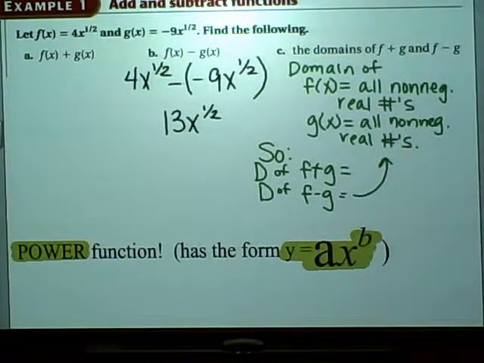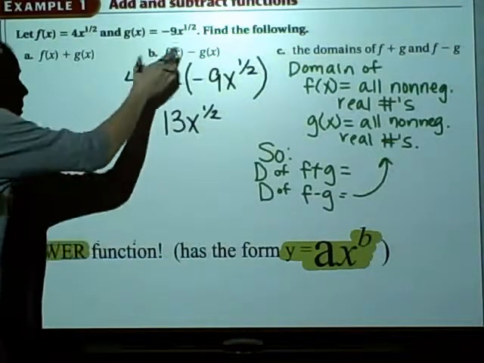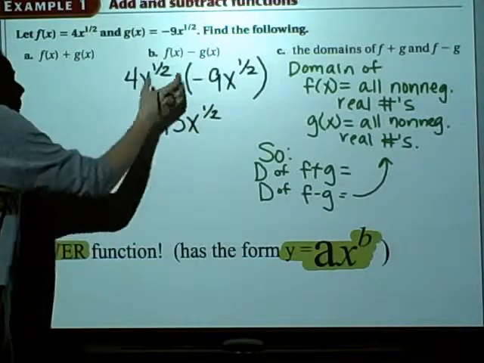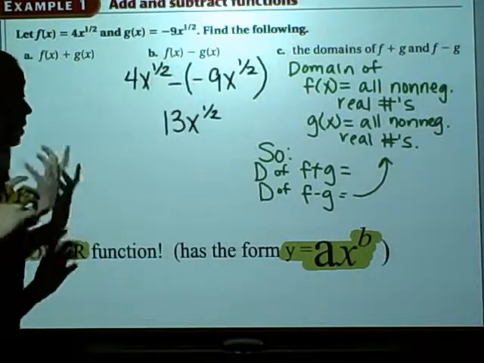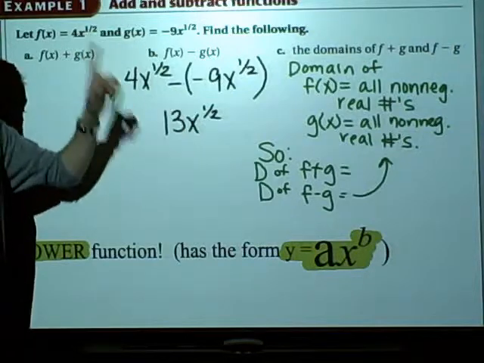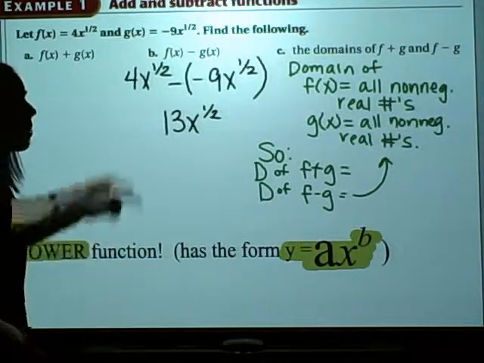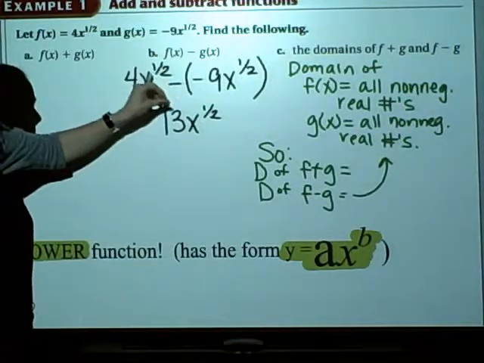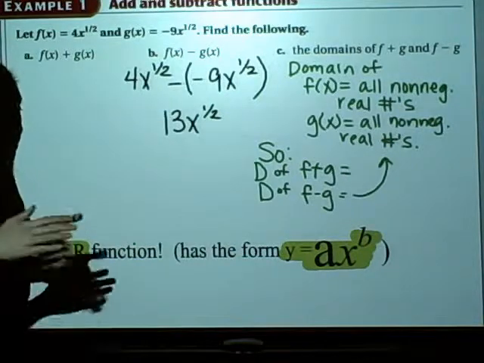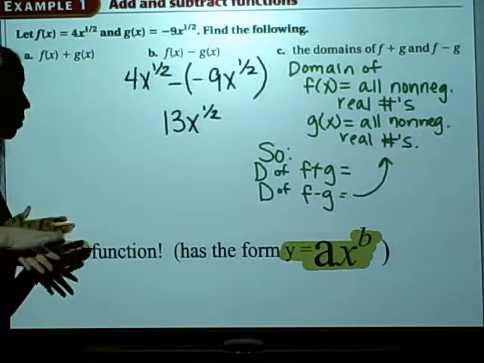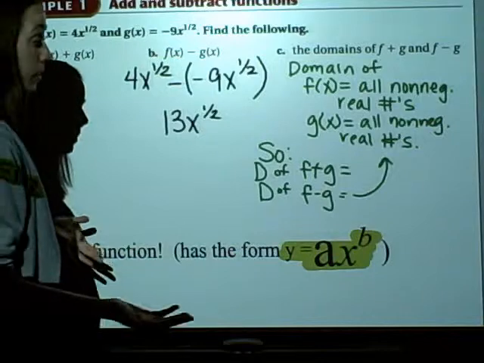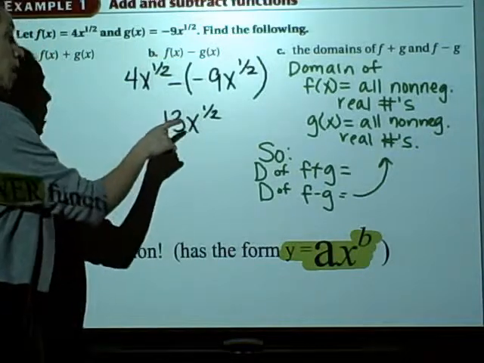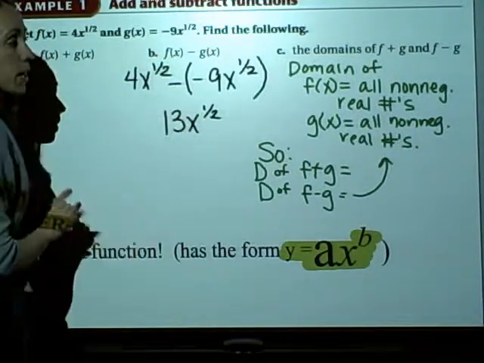Okay guys, so again for b, you're literally taking f of x and g of x and subtracting. Note my use of parentheses. That really helps keep track of those negatives. We still have matching x's. They have the same exponent, or rational exponent, or radical, right? Because it's the same thing. And we end up with 13x to the 1/2.